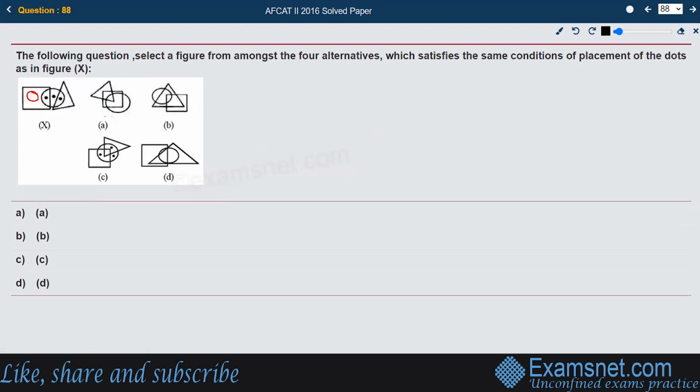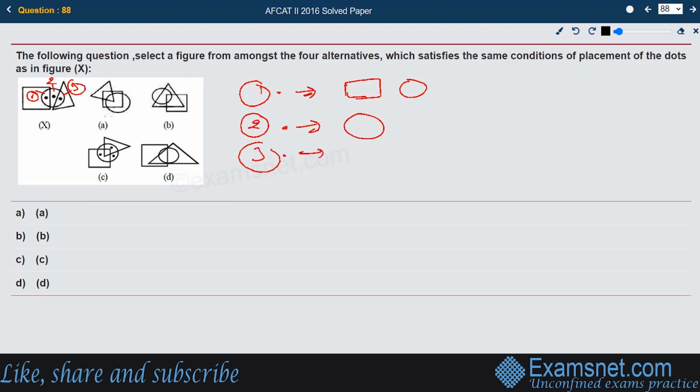Next, let us take on one more. Let me say this is my first dot, this is my second dot, and this is my third dot. Where is the first dot placed? The first dot is placed between square and circle, part of square and circle. What about the second dot? The second dot has been placed just in the circle, nowhere else. The third dot has been placed between square and triangle, so it should be part of square and triangle. Let's see the options A, B, C, D, where we can do that.